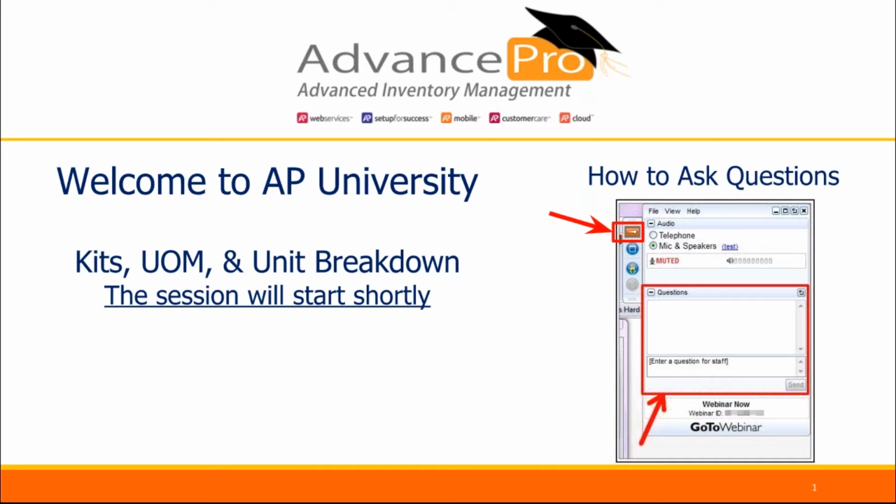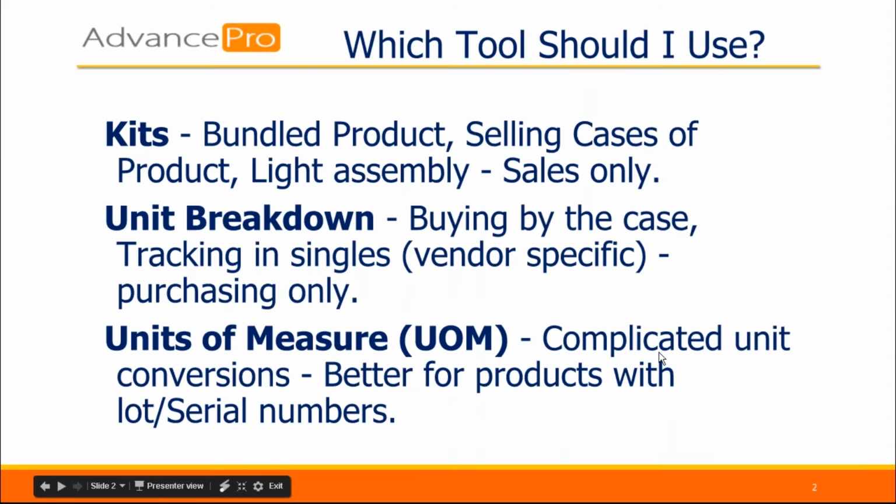Today, we're going to be discussing a number of ways to work with products in bulk or to involve multiple units of product in a single SKU. So we're going to be covering these three closely related tools in AdvancePro: the kits, the unit breakdowns, and units of measure. And you might use just one or a combination of them depending on what you're going to be doing. The first tool we're going to talk about is kits.